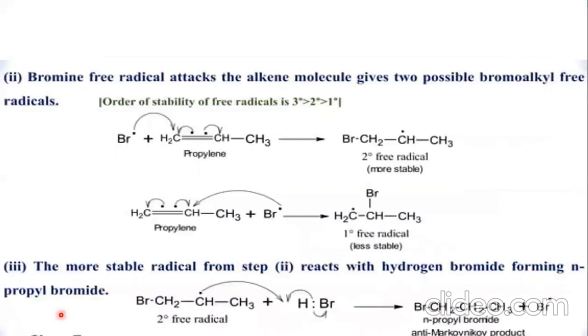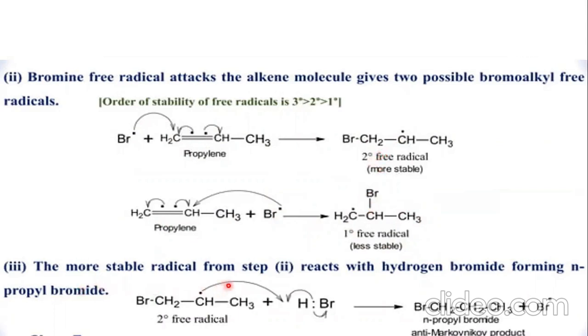Next, the second step is that the bromine free radical attacks the alkene, that is CH2 double bond CHCH3, called the unsymmetrical alkene propylene, to form a secondary free radical. The free radical of bromine is carried over by carbon, and this bond electron is shifted over to this carbon. So you can see the secondary free radical, which is more stable. Propylene with Br dot can also form the primary free radical, which is less stable, whereas the secondary free radical is more stable.